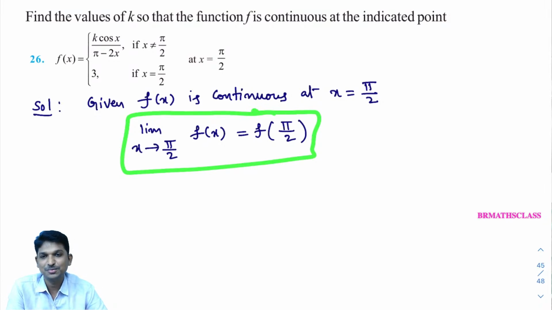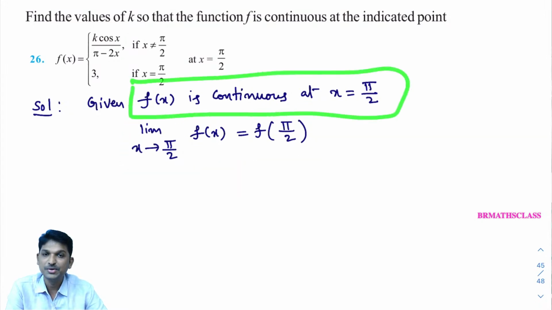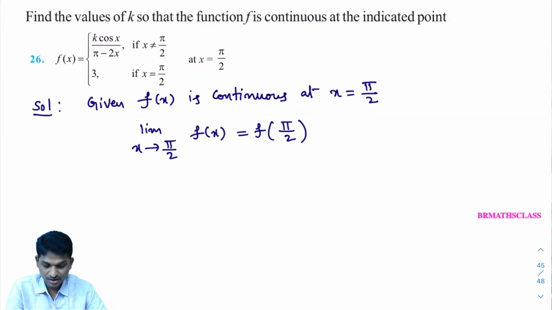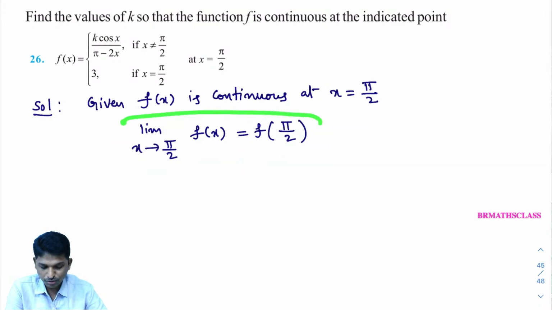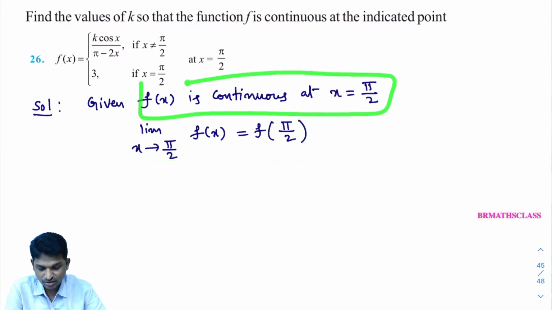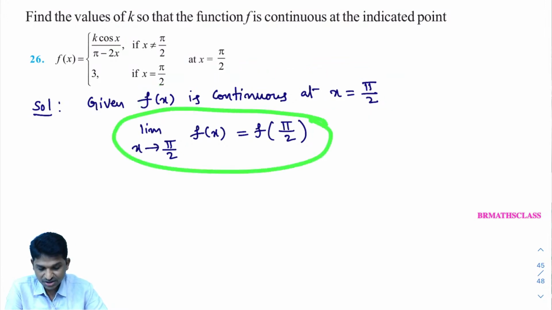From the beginning of this chapter, we are discussing the same point only. So when f of x is continuous at x equal to pi by 2, then limit x tends to pi by 2 of f of x equals f of pi by 2. This holds good. Now, we are not trying to prove this one. We have this result because in the question they have given that this is continuous at x equal to pi by 2. By using this equation, we need to find the value of k.